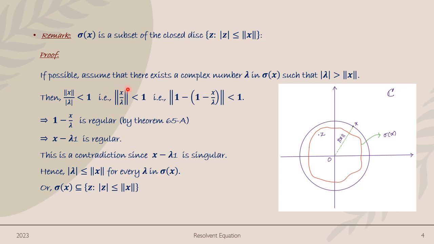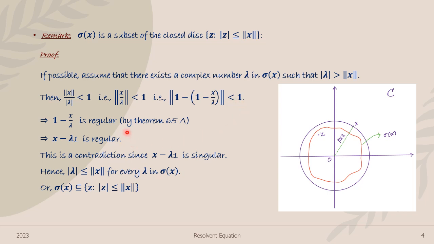Here we can add 1 and subtract 1. 1 minus 1 will not change the result, so we can add 1 minus 1. If we bring the negation inside, 1 minus 1 cancels to give x minus lambda only. So the norm of 1 minus x by lambda is written as norm of x by lambda minus 1, which is strictly less than 1.